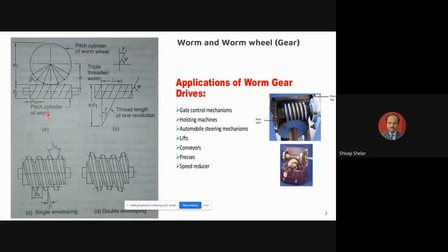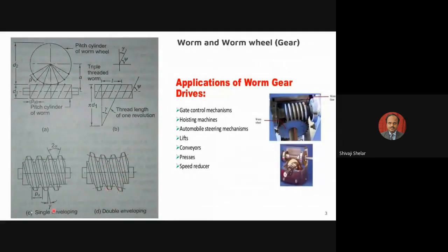So I was talking regarding the type of enveloping. This is the base cylinder for your screw, and this is the base circle for your worm wheel. Now, there are two types: single enveloping and double enveloping. In single enveloping, you will have a screw that is straight in nature; the surface of the screw will be very straight, a normal screw. But in double enveloping, this surface is not straight; it will have curvature, and this concave surface is generated on the cylindrical surface. So this is your double enveloping.